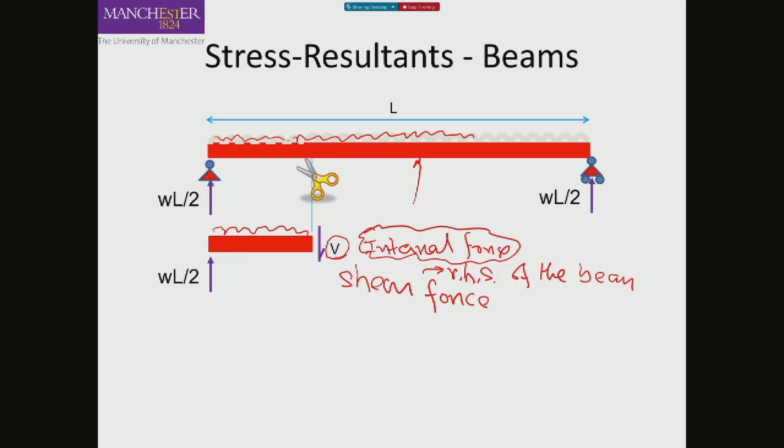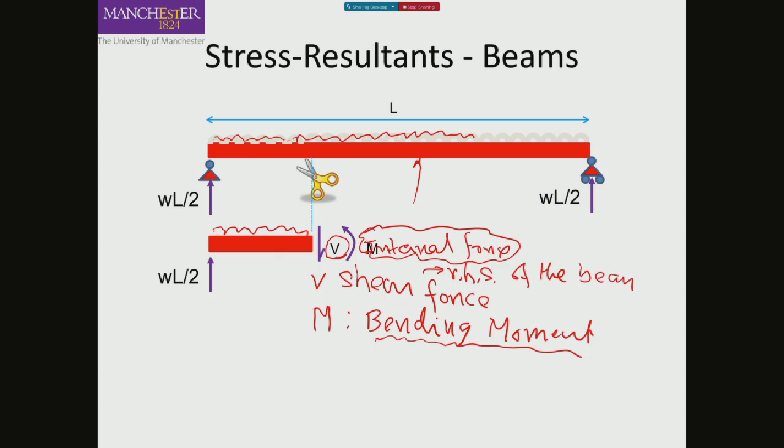So, is this under equilibrium? Possibly not. Summation of vertical force is 0, but the moment may not be 0. So, of course, the right-hand side also gives rise to a moment as well. This moment M is called bending moment. So, V is the shear force and M is the bending moment. Both of these are internal forces. And then only this part of the beam will be under equilibrium.